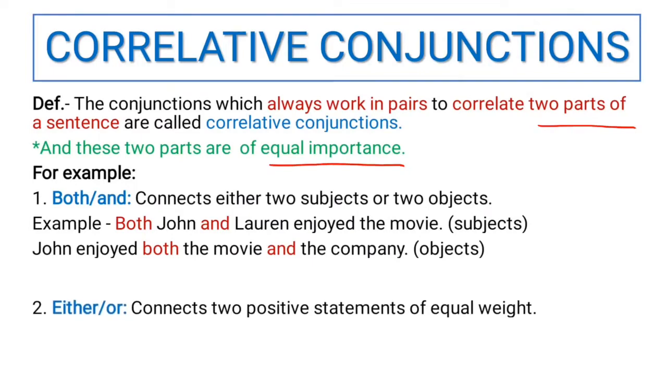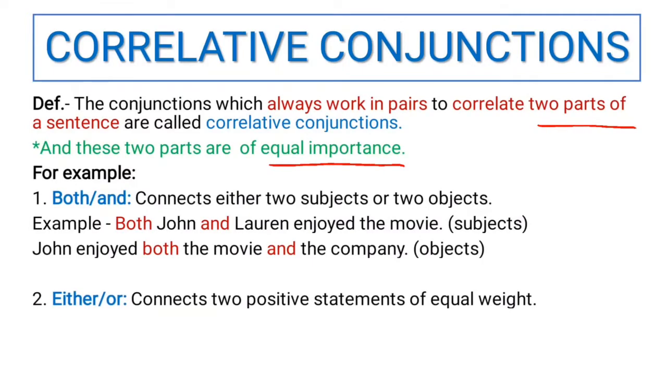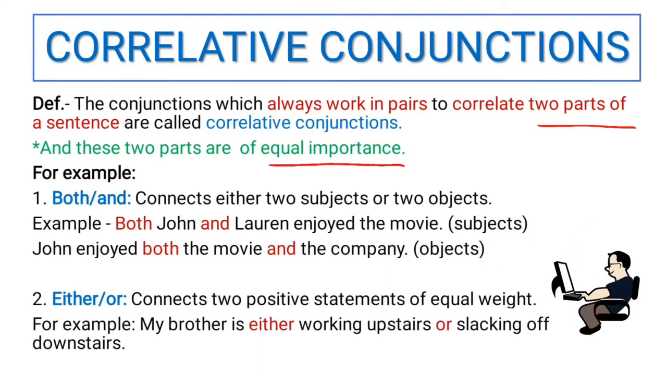Let's take one more example and try to understand this. Either or. Now, this particular pair of correlative conjunction is used to connect two positive statements of equal weight. Now look at this example. My brother is either working upstairs or slacking off downstairs. Here we are joining two phrases, working upstairs and slacking off downstairs, and both these are positive statements. So this is what we need to remember while using our correlative conjunctions.